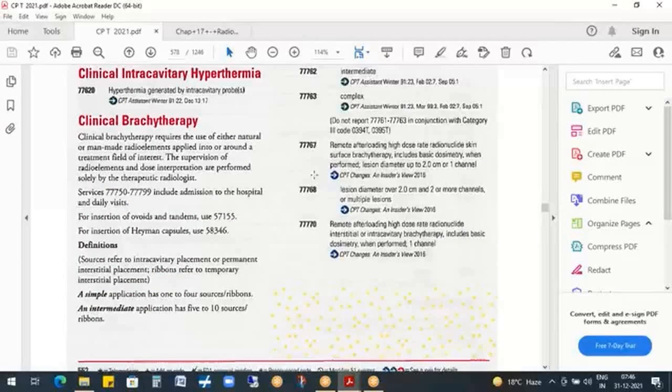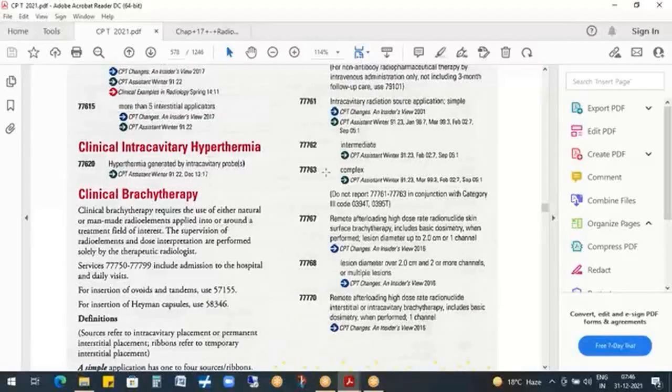Now, if the question is brachytherapy, what is the first key term we need to look for in the question? Remote afterloading is the key term. If you find remote afterloading, then what are the subterms you need to look for? Whether it is superficial or interstitial. Now try to see the codes.